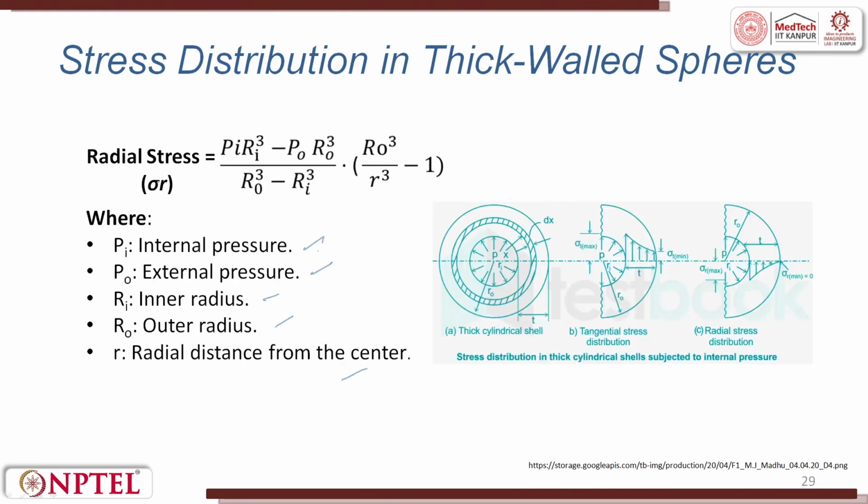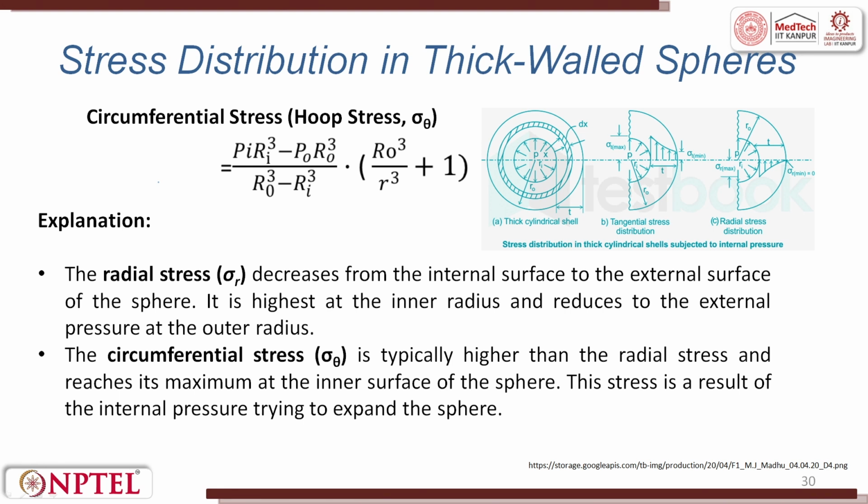the same. So R naught cube, it is only this value that changes, R naught divided by small r cube plus 1 and minus 1. When we talk about hoop, it is plus 1. The radial stress decreases from the internal surface to the external surface of the sphere. It is highest at the internal sphere.